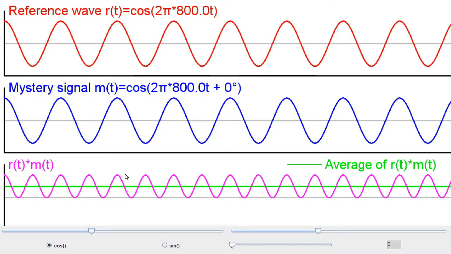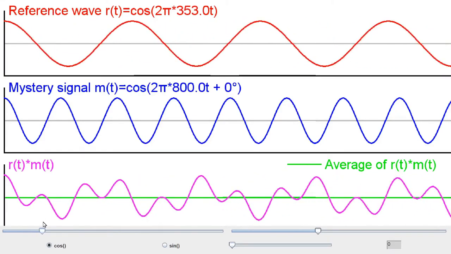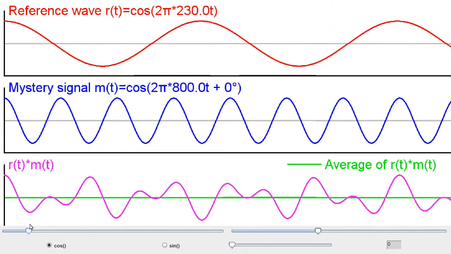Well, that is until we start getting pretty close to the same frequency as the mystery. And when we hit the same frequency, all the points in the reference and mystery line up. Everything multiplies together in a positive way, and our average goes above zero. And that's the indicator that the reference and the mystery signal, in fact, are the same frequency and have lined up. And if we were to drop the frequency of the reference, once again, the average goes to zero, and we get all sorts of weird waveforms that always, well, average to about zero.